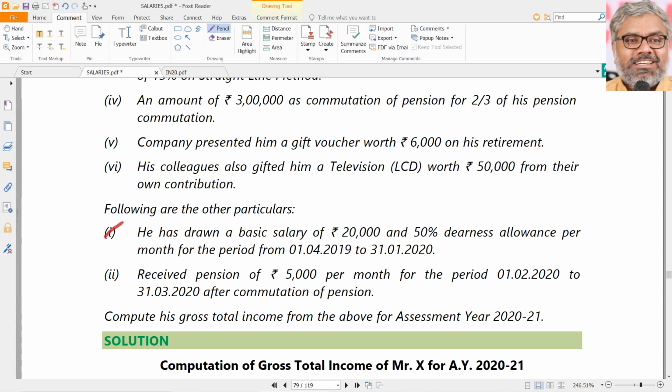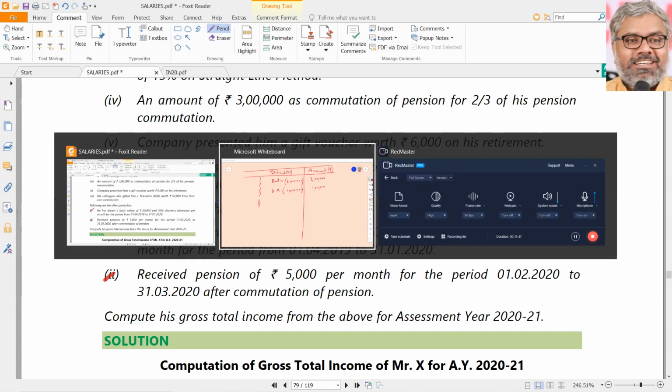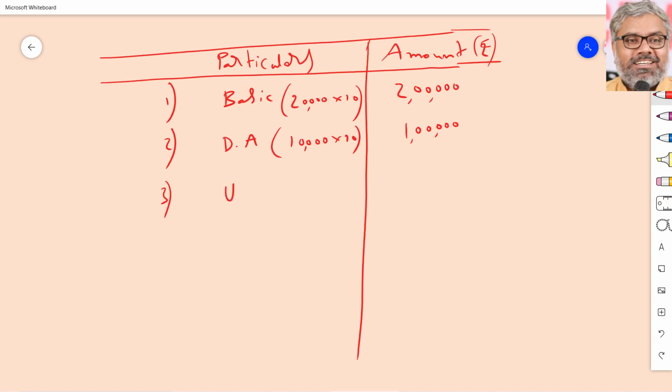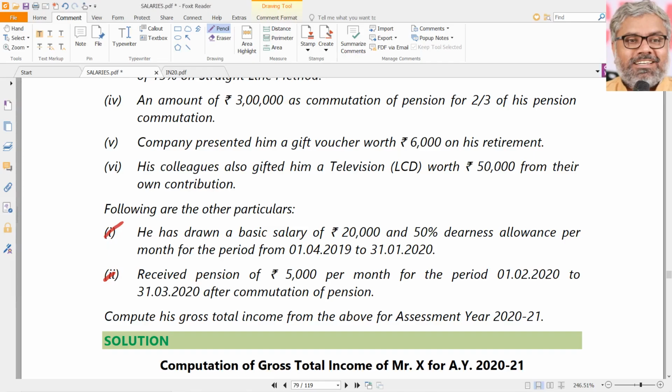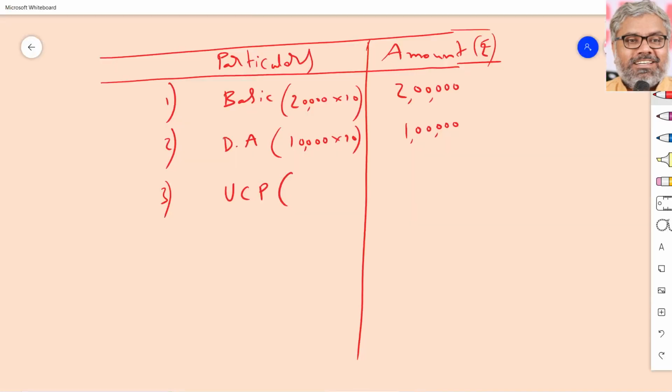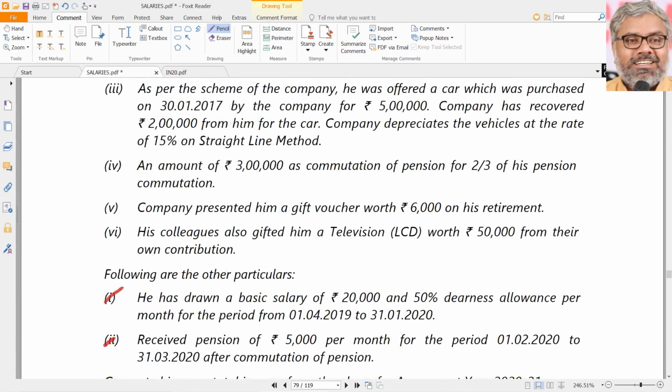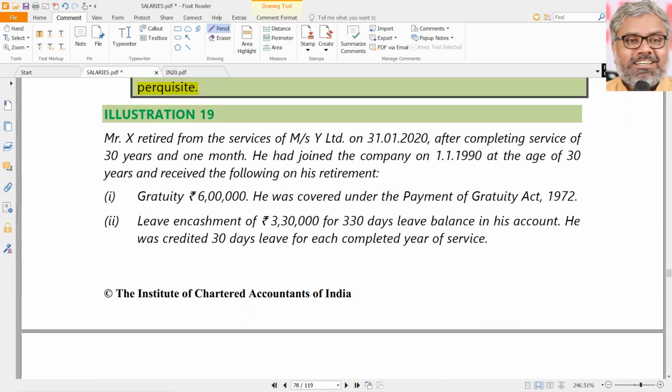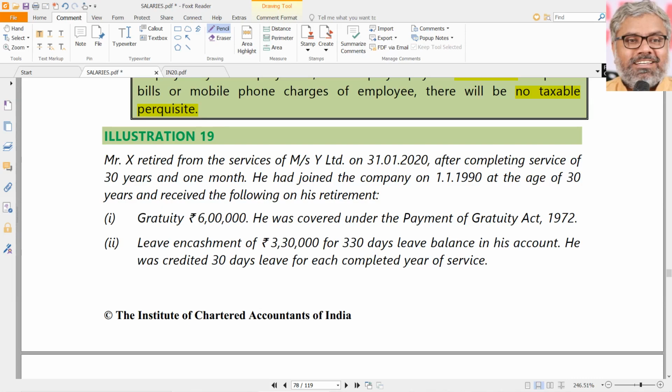Okay. Now let us take pension. Which pension is this? Uncommuted pension, which is fully taxable always, 5,000 per month. How many months? Only 2 months, February and March. That comes to 10,000 rupees. Then we can go to other items one by one in the same sequence as has been given.